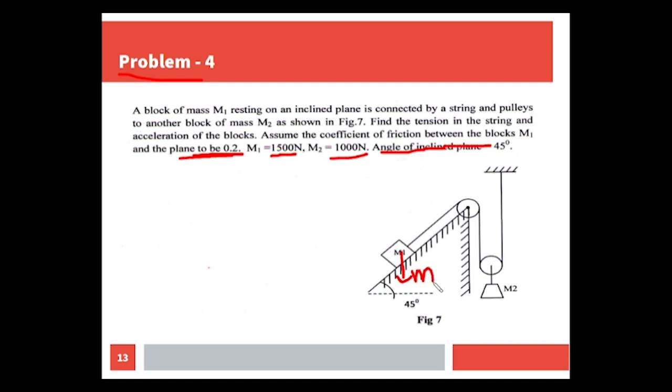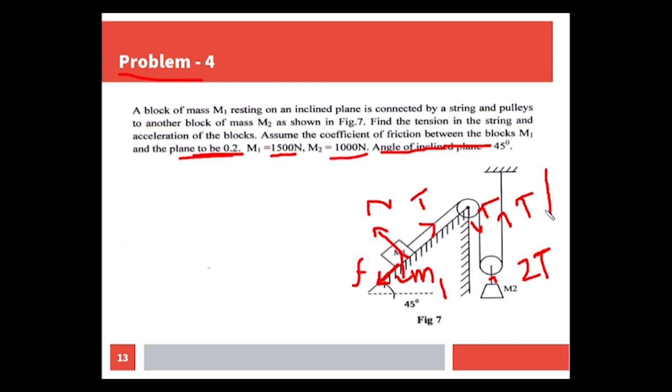So here it will be M1g in the downward direction, normal reaction N, tension T. So this is the tension part, so here T. This tension also is T. So the resultant of these two tensions, T and T, 2T, will be here. Here there is also friction. So the friction will be in this direction. I will take the friction in this direction.